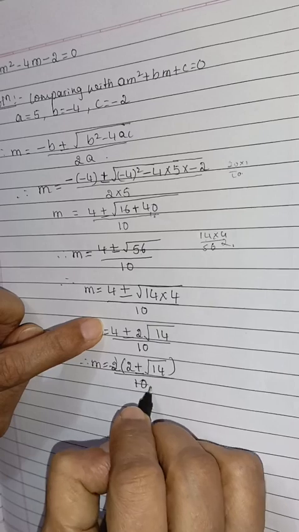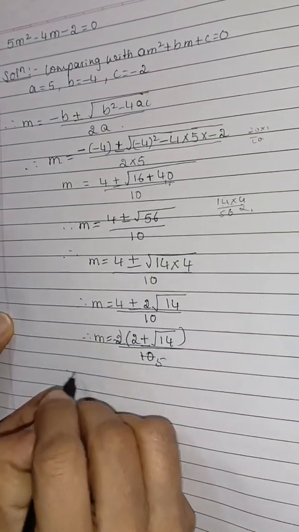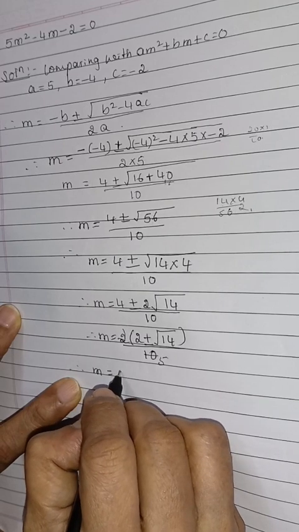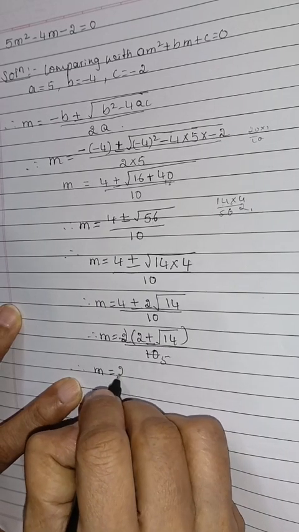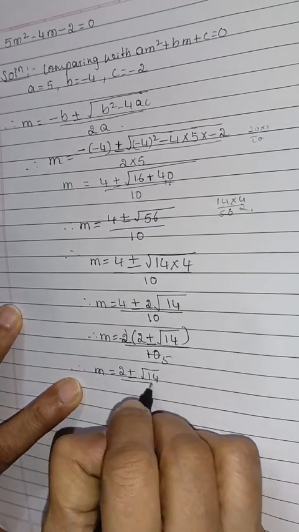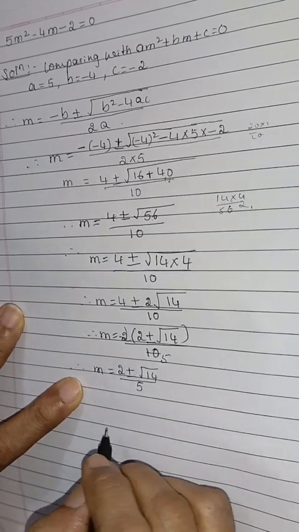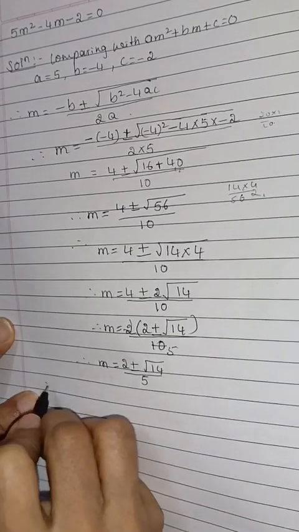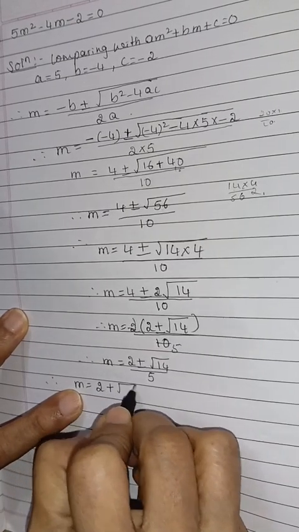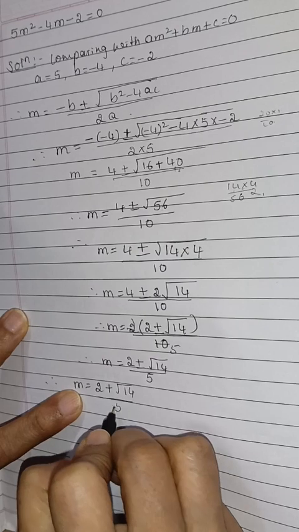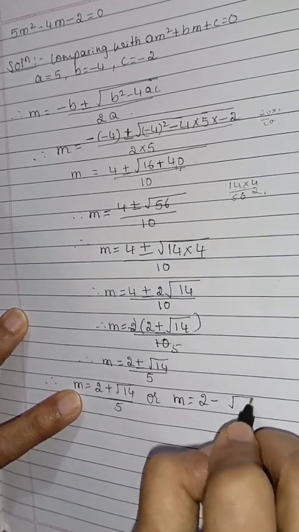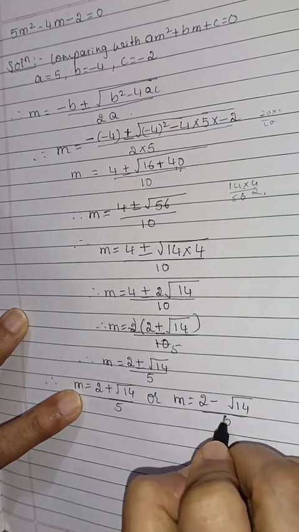Now 2 ones are 2, 5 times. Therefore m is 2 plus or minus root 14 divided by 5. Okay, therefore one m is 2 plus root 14 divided by 5, or another one m is 2 minus root 14 divided by 5.